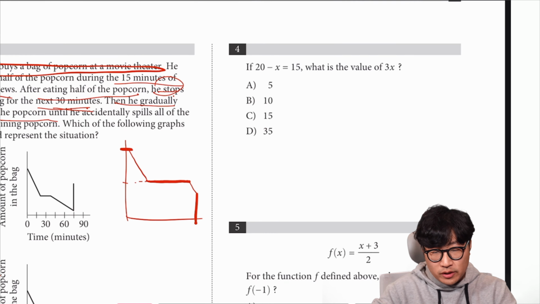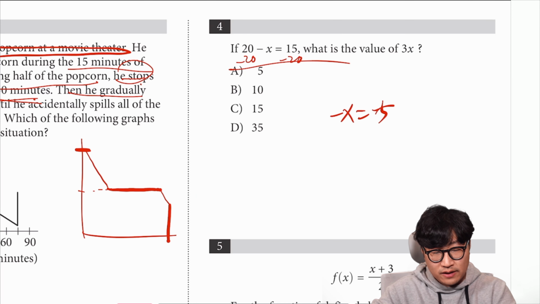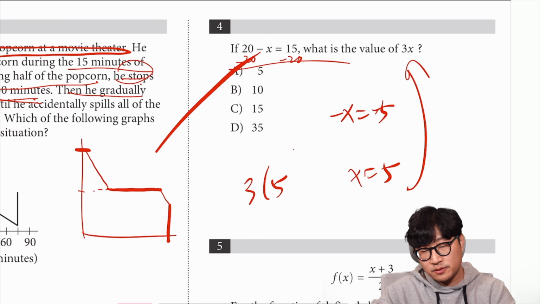Number 4, 20 minus x is 15. What is the value of 3x? So subtract 20 on both sides. Then negative x is equal to negative 5. So x is equal to 5. Don't put 5, because they're looking for 3x, and 3 times 5 is 15.